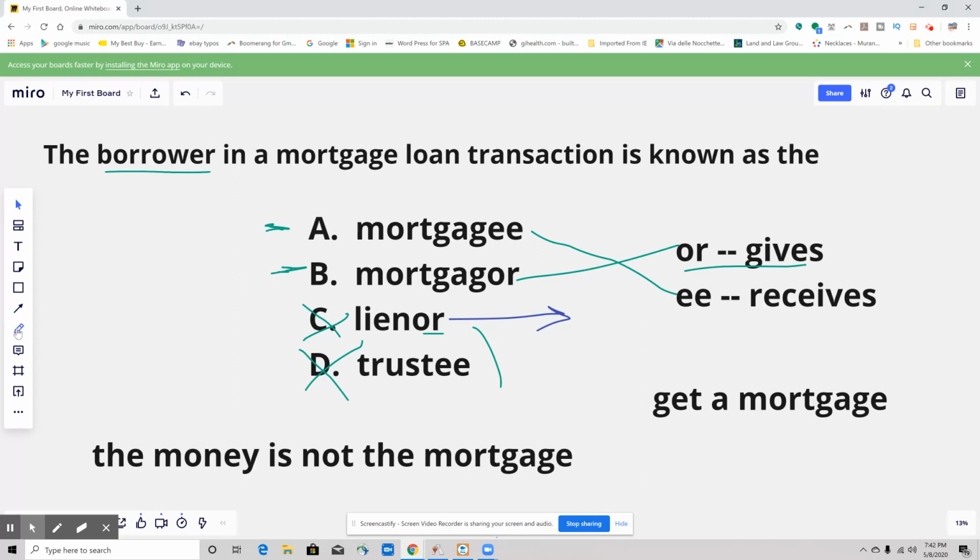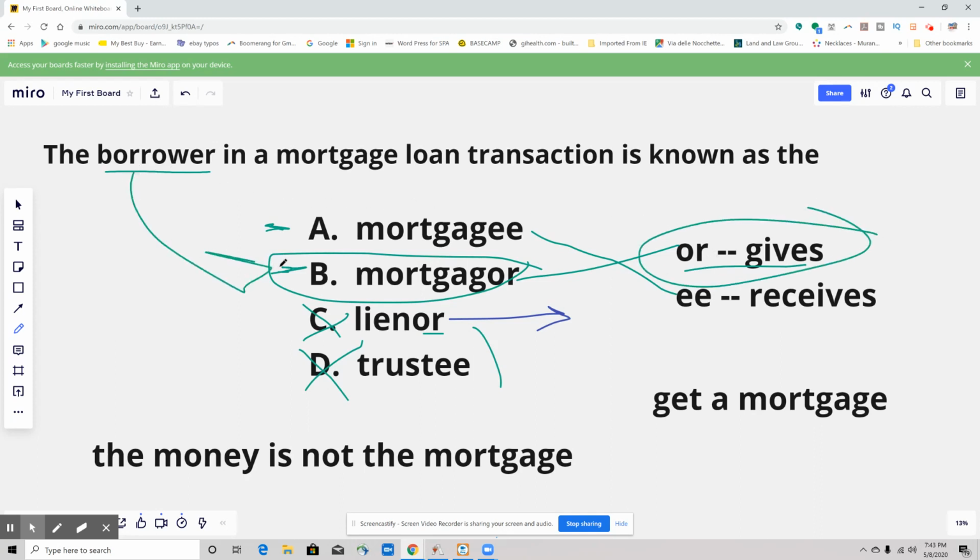So the answer to this question is that the borrower does in fact give the mortgage to the lender. So the borrower is the mortgagor. OR gives, the borrower is giving the mortgage.